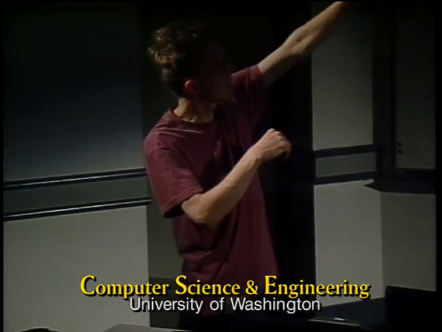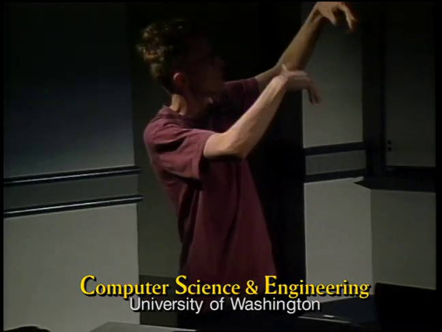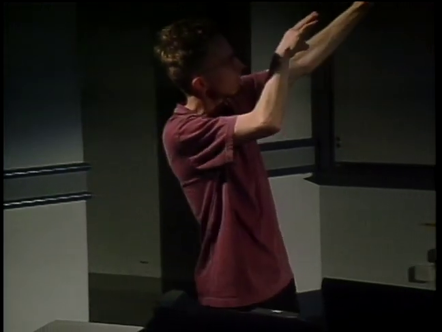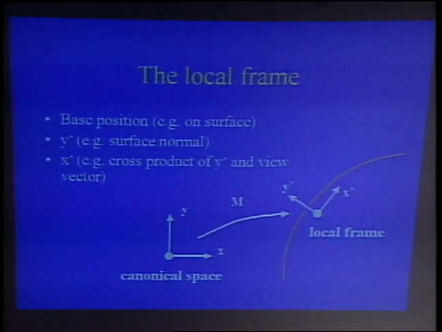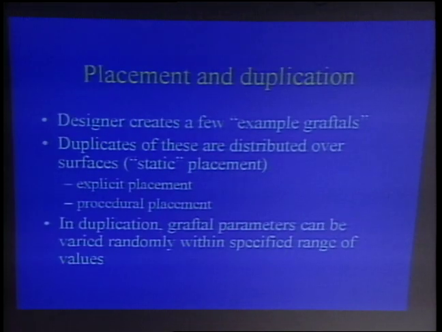We typically use the surface normal and some other directions. In this case, the x direction could be chosen using a little procedure where we take into account the vector from the camera to the graftal position and do a cross product with the surface normal to get the vector x. That will tend to line up along silhouettes. So we've used that for some of our examples.